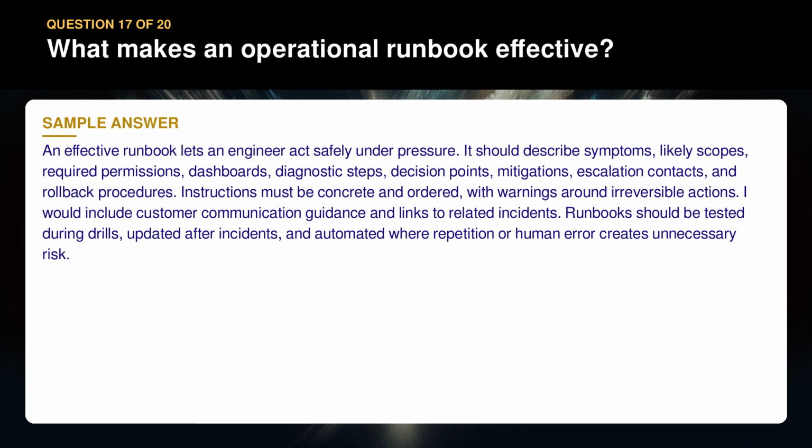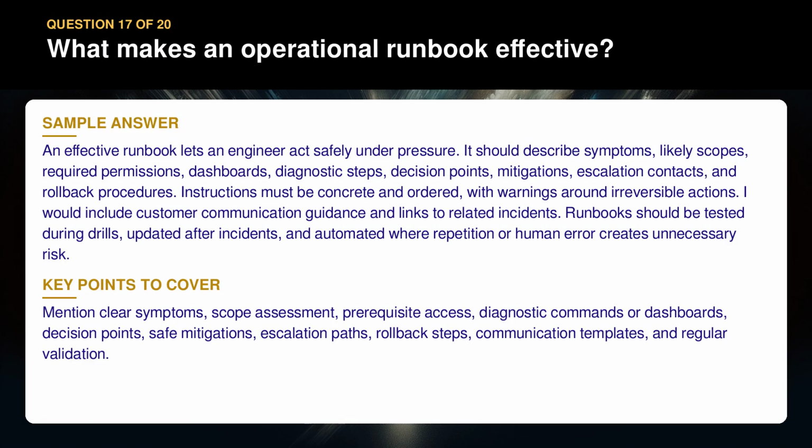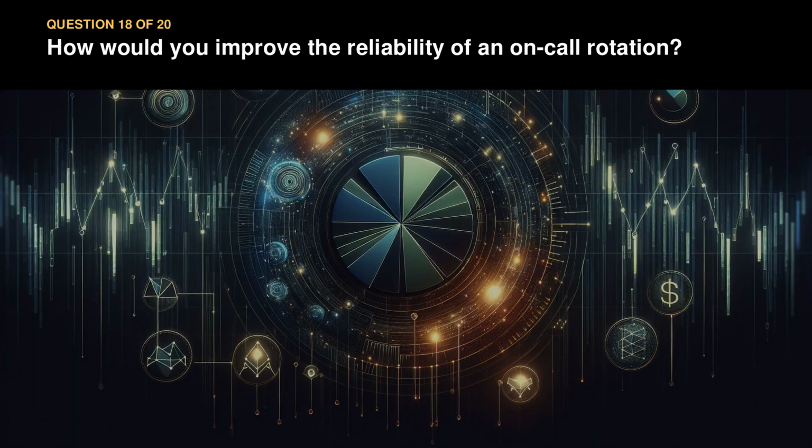Runbooks should be tested during drills, updated after incidents, and automated where repetition or human error creates unnecessary risk. Mention clear symptoms, scope assessment, prerequisite access, diagnostic commands or dashboards, decision points, safe mitigations, escalation paths, rollback steps, communication templates, and regular validation. Question 18. How would you improve the reliability of an on-call rotation?